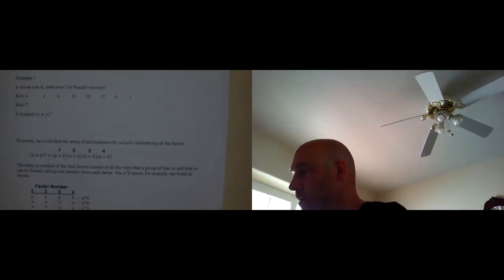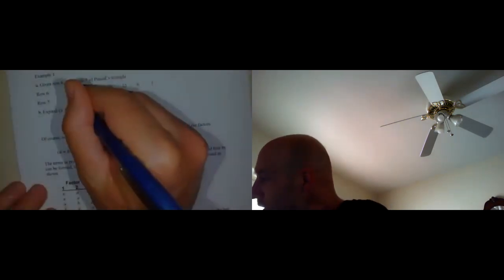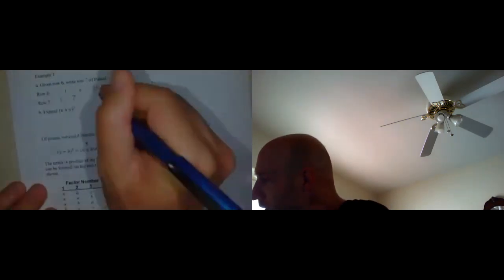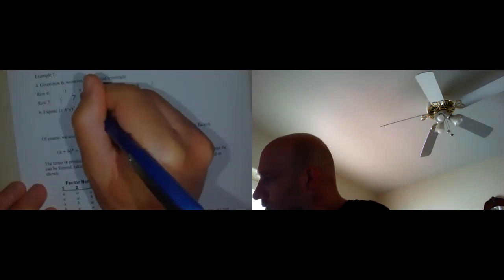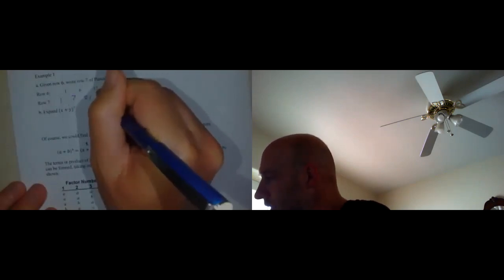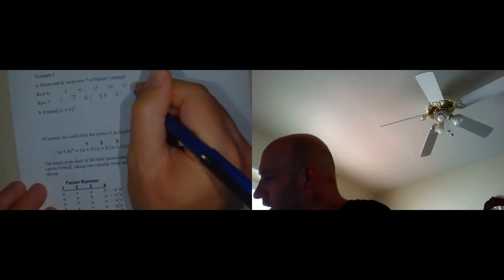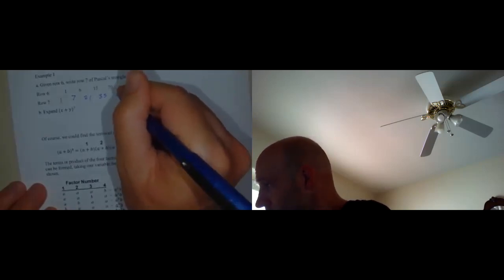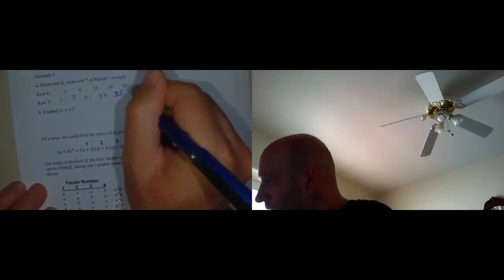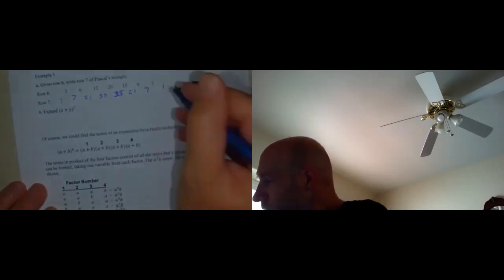Given row 6, now write row 7, we know how to do that. You add, I get 21, you add, I get 35, 35, 21, 7, and 1.